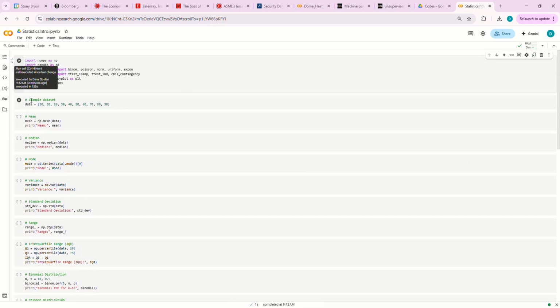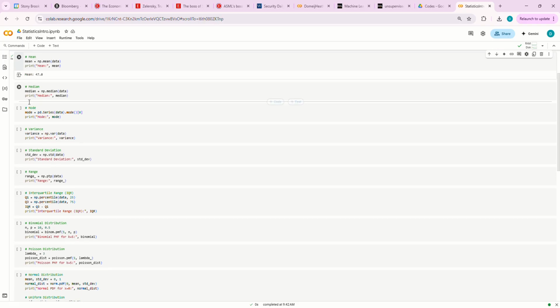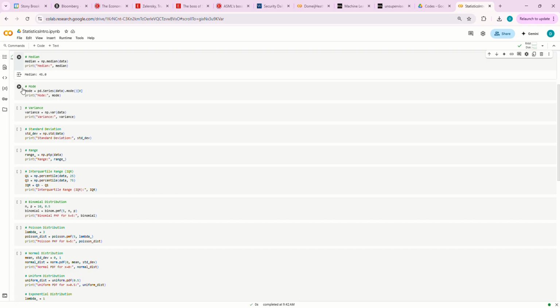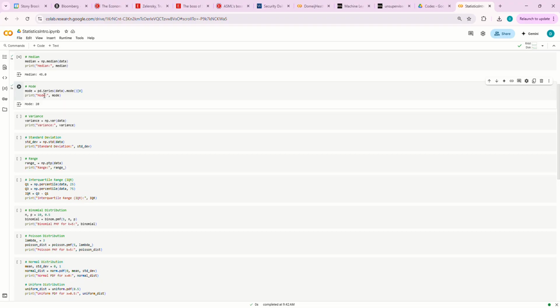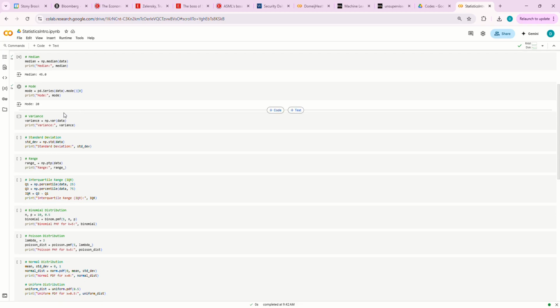We're going to create a data set. This data set we're going to create as just a list of numbers. We're going to take the mean using np.mean. We can take the median using np.median. Take the mode by converting to a series, getting the mode and getting the first observation through 0. Mode is 20. Mode is the most common number, so let's see, 20 appears twice.